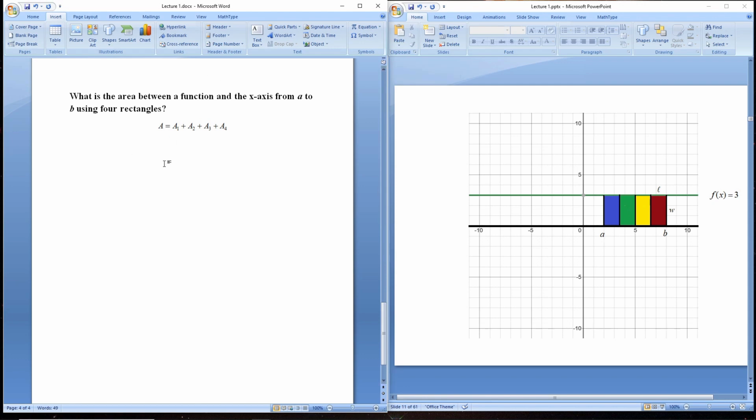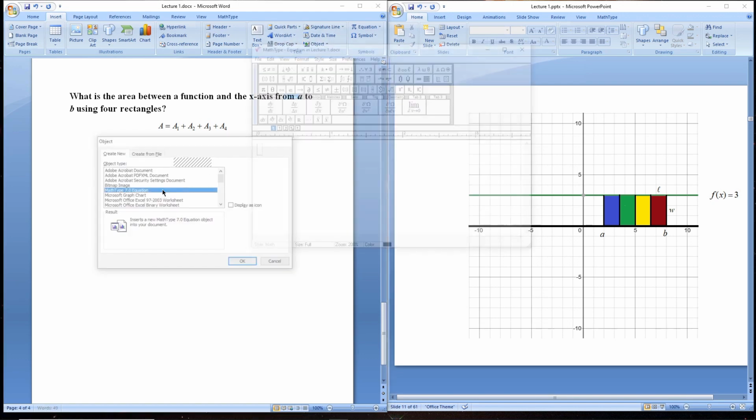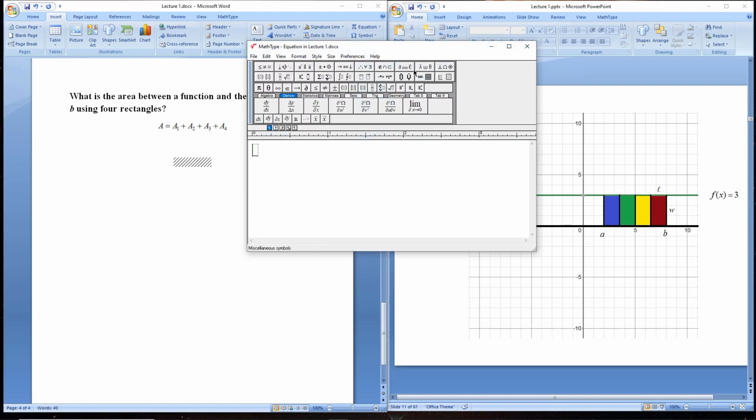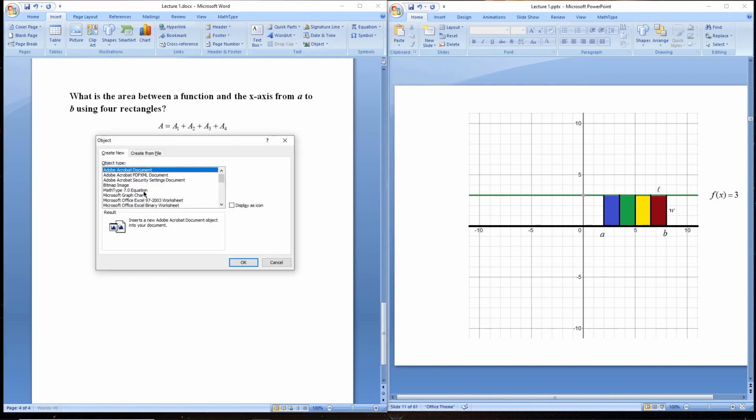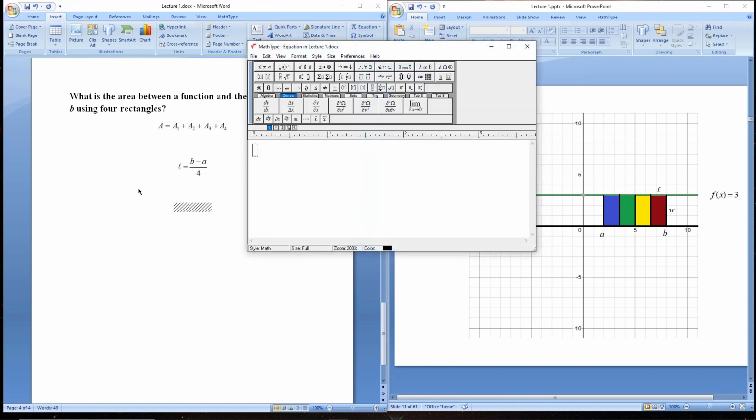So our expression for L here, if we look at this, is going to be b minus a, so the total distance, b minus a, but we're dividing it by 4 now, since we have 4 rectangles, and so our new expression is simply b minus a over 4. And that would be our expression for L. And of course, w is still our function height. That's not going to change with constant functions.